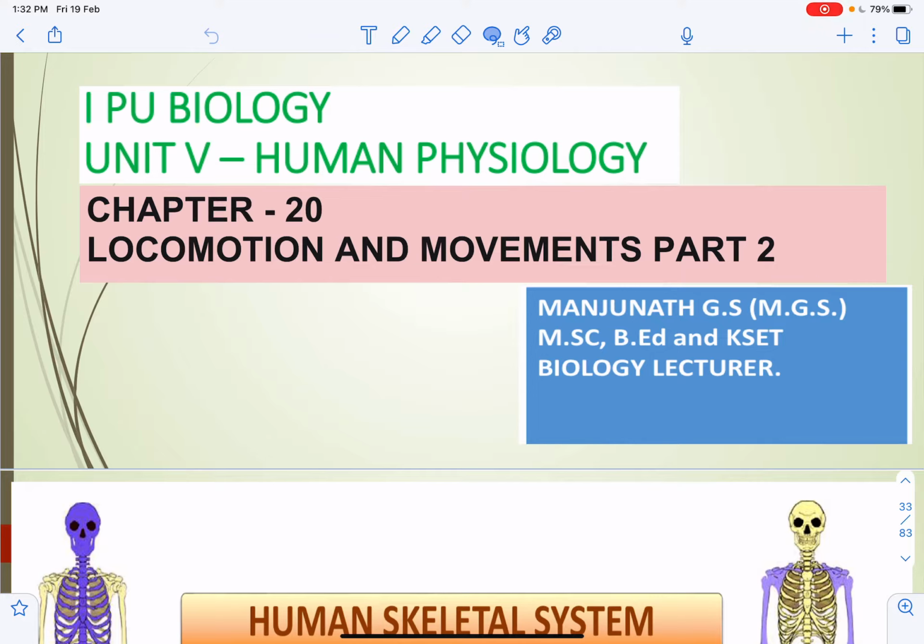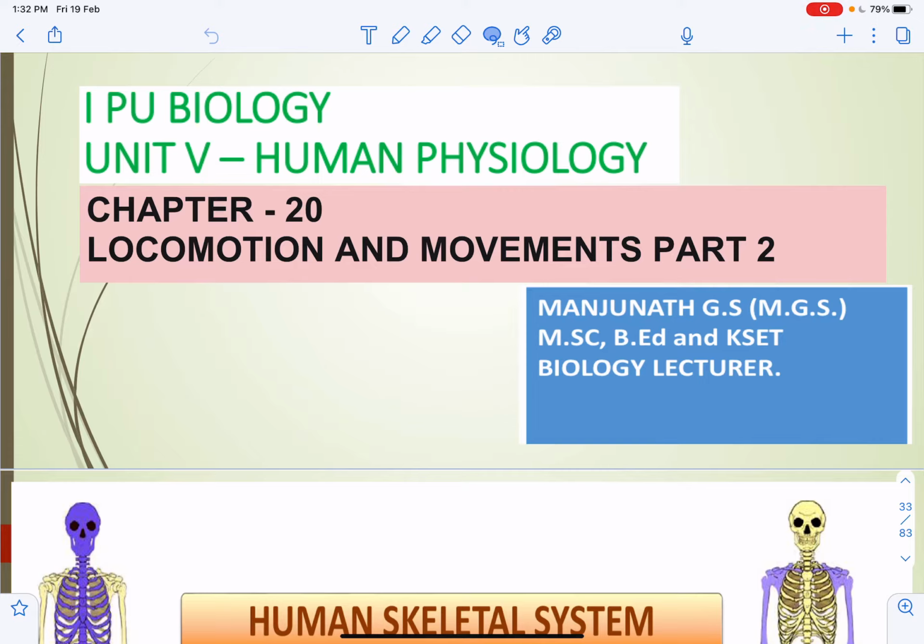This is Manjunath here. In today's class, let us discuss the chapter Locomotion and Movement. In the earlier class, we discussed different types of muscles and types of movements and how they are utilized by an organism to show movement and locomotion. Now let us continue with the human skeletal system.